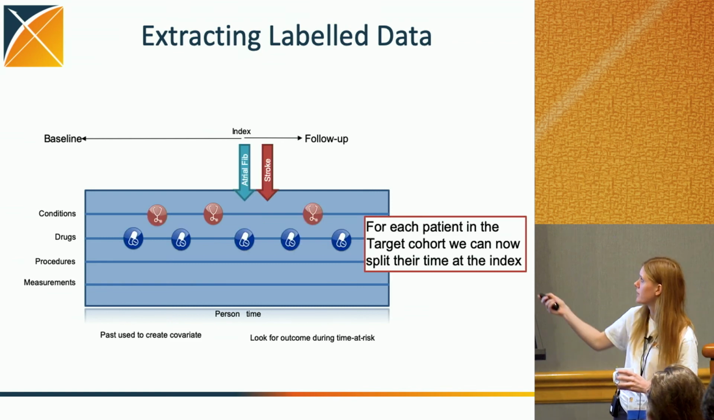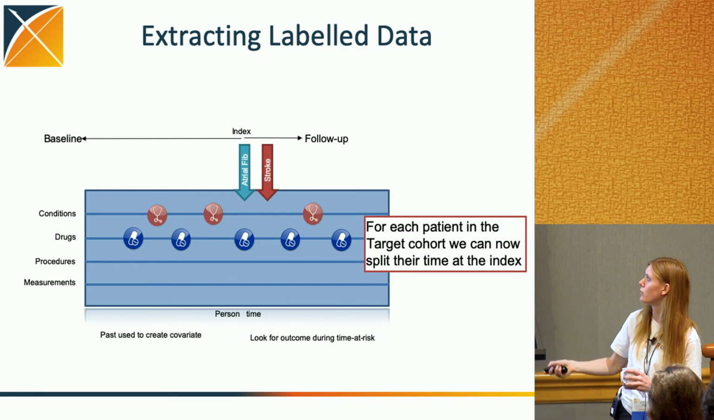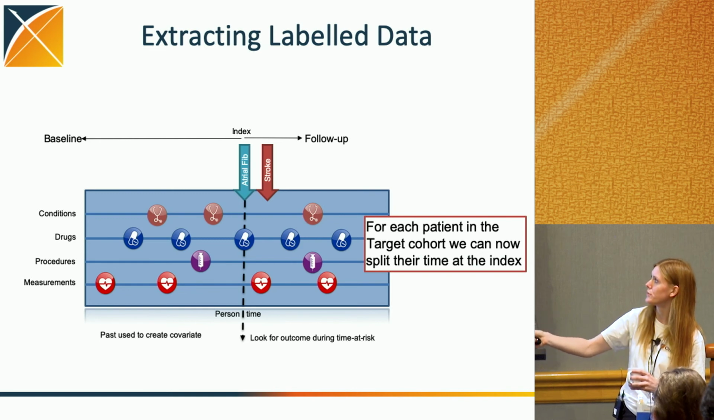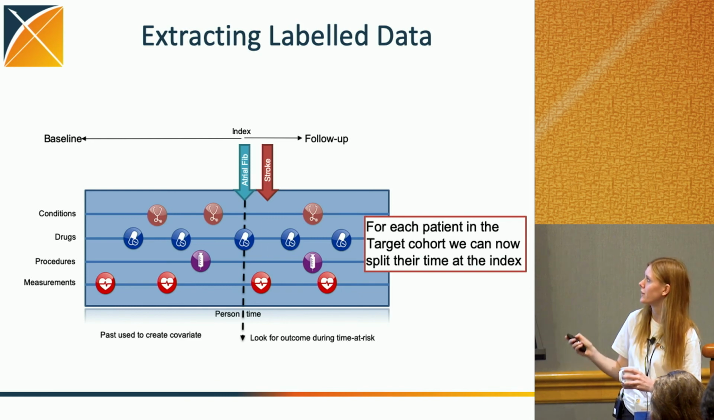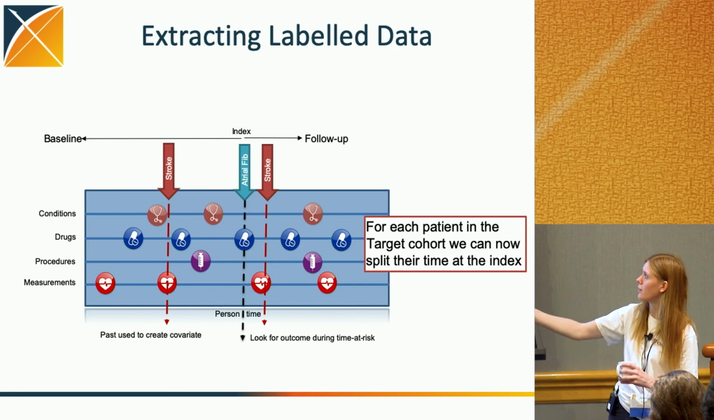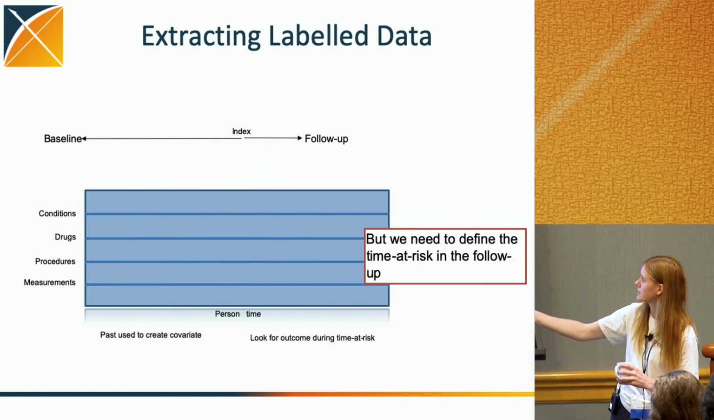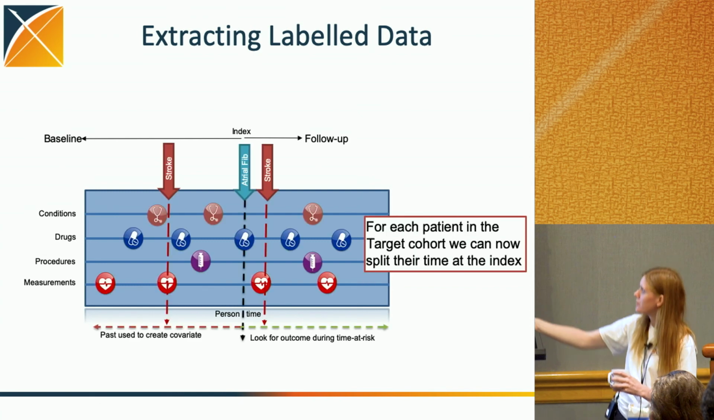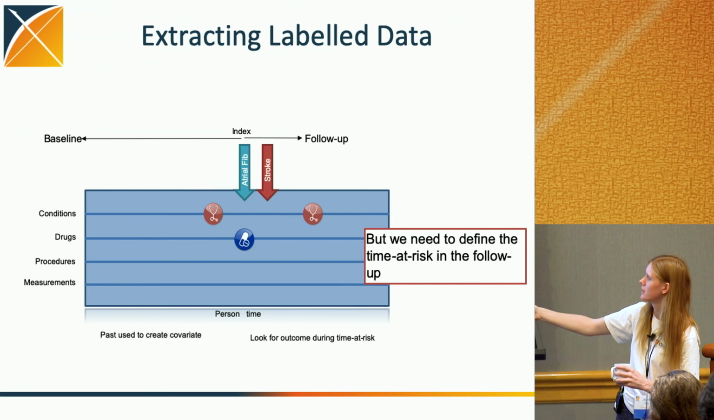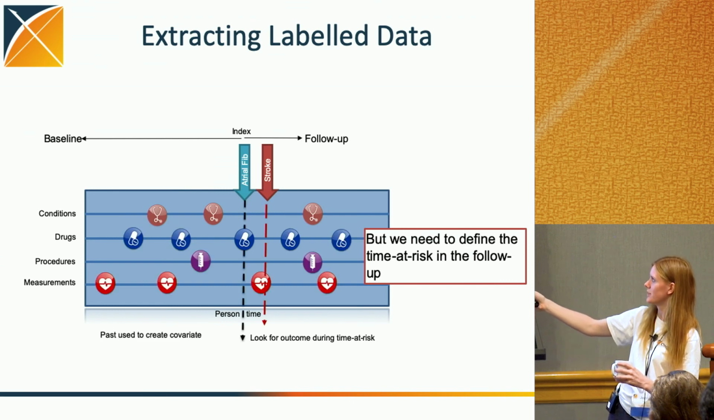So if you imagine for each person in our target cohort, we actually have all their records. We've got now this index date of when they had the atrial fibrillation. We can use the baseline to create the covariates. And we're now going to look for whether they actually have the outcome, which was stroke, during the time at risk. So if we know they had the stroke here and we know that they had the stroke here, we can actually now say, OK, did they have the stroke during the time at risk? Well, first we need to find out what a time at risk is. So let's get all these across.